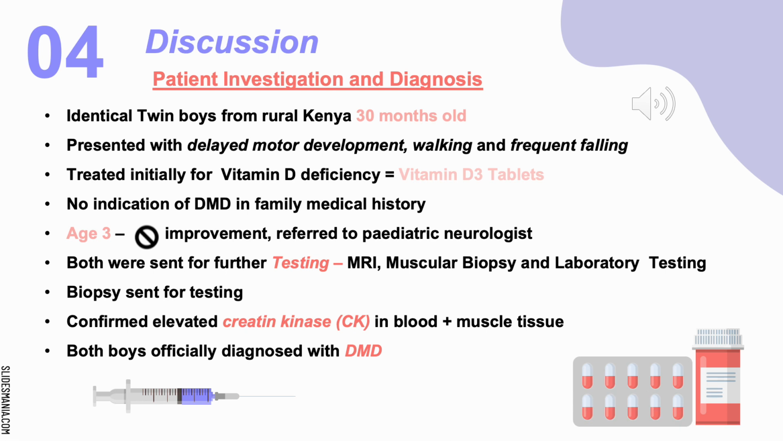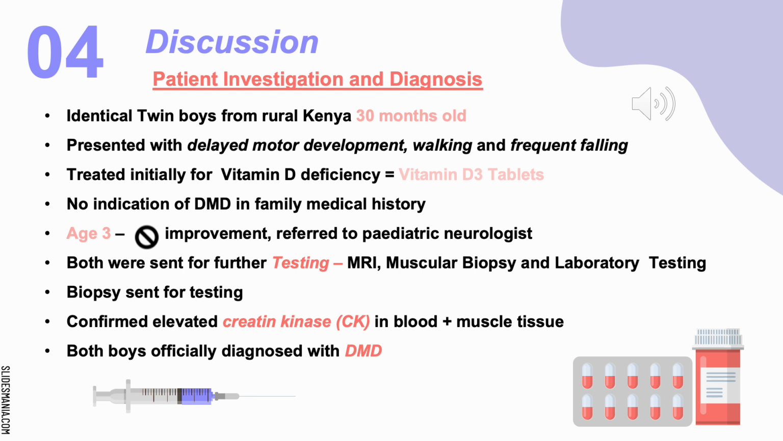Thank you, Millicent. Now let's go through the discussion. Here we will discuss the investigation and diagnosis of the patient. Both twin A and B underwent physical examinations by the pediatrician, where it was noticed that the patients presented with delayed motor development, frequent falling, and had difficulty walking. At first, both boys were treated for vitamin D deficiencies with vitamin D3 tablets.